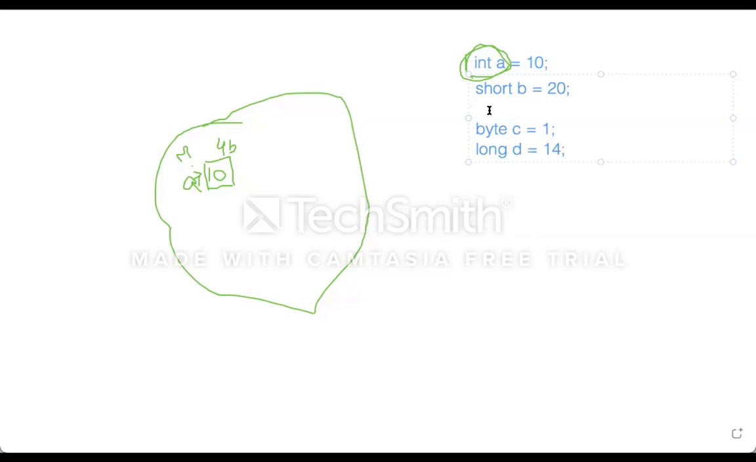So what really happens as soon as you say short b? A block of memory is created which is pointing towards b. So the b variable is pointing to this short memory, and 2 bytes are allocated to this memory block. Make sense? And 20 is given. So if you notice, your memory is allocated in the JVM while you are declaring your variables.